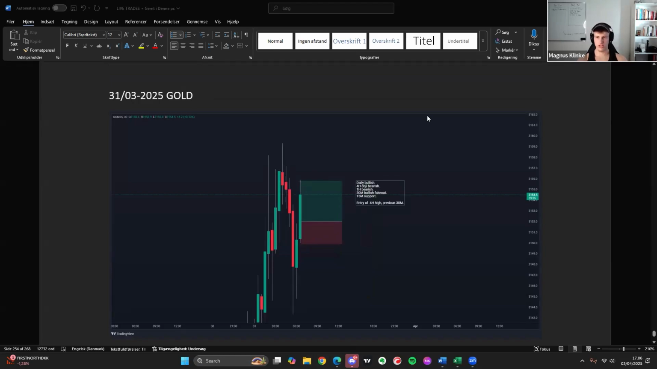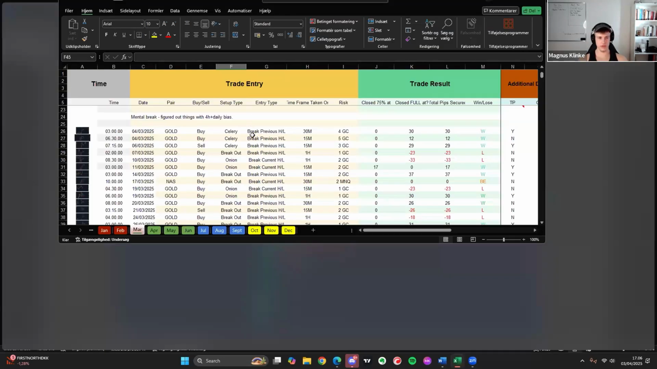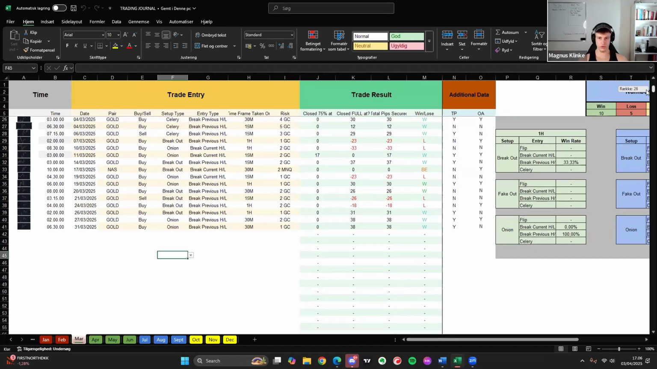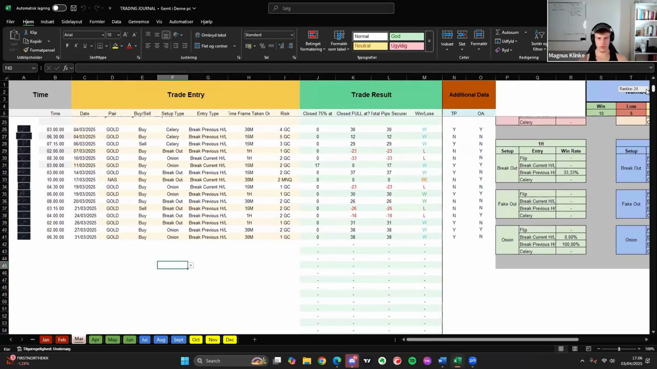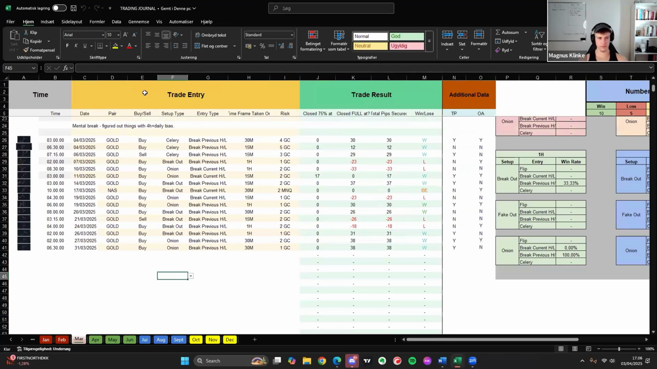So good trades for the whole month. Let's take a look at my Excel here and basically look at how the month looks in terms of wins and losses and break even and all of that, and the trades basically.